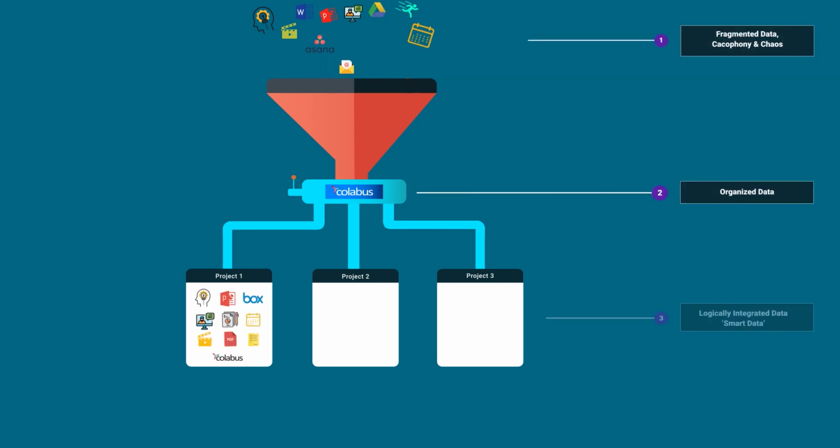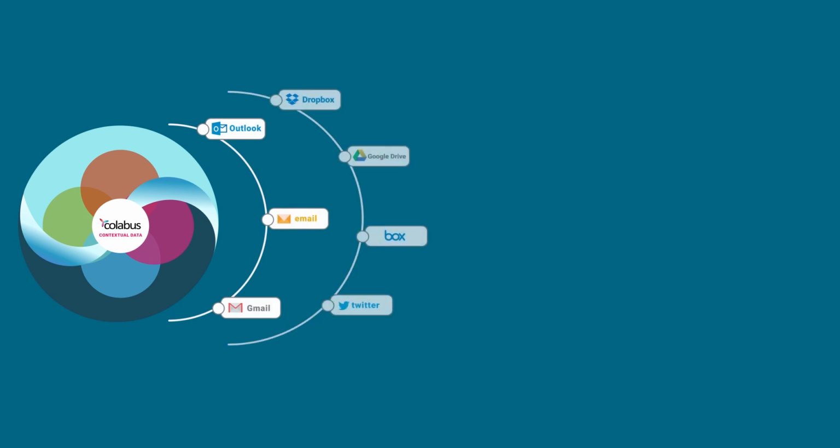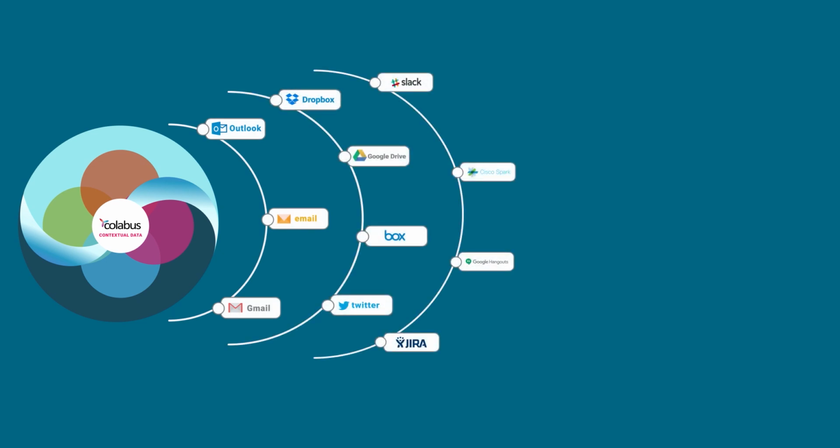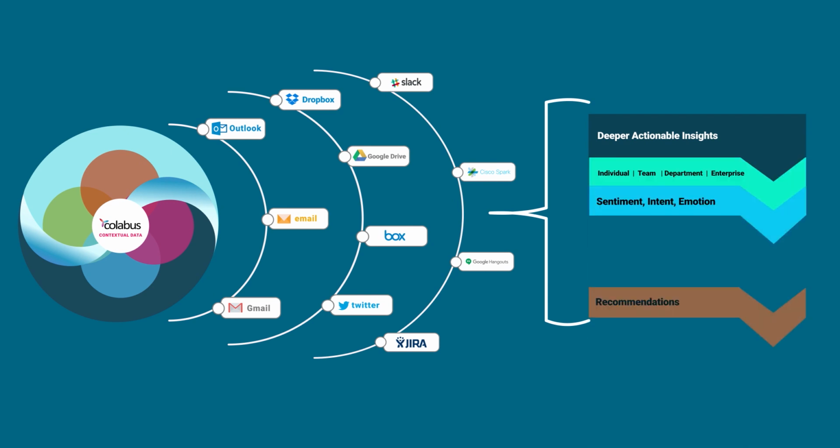Colabus organizes data logically and always maintains the context, leading to retention of business knowledge. With an open architecture, Colabus works with other popular software that you may already have in your organization. Using all of the collaboration information, actionable insights are provided at various levels: individual, team, department, and enterprise.